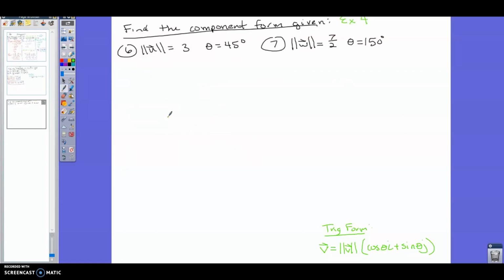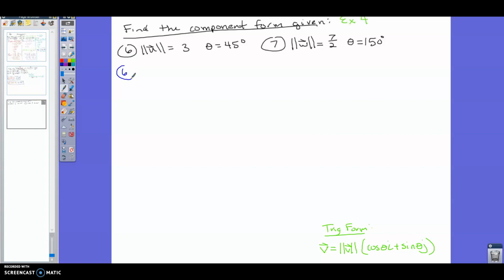Okay, so on these what we're doing is we are finding the component form of these vectors, and we're going to be given the magnitude and the angle. So the only thing that we can do is to use the trigonometric form. So the formula's down here. So we're basically going to plug those values in to the trig form.